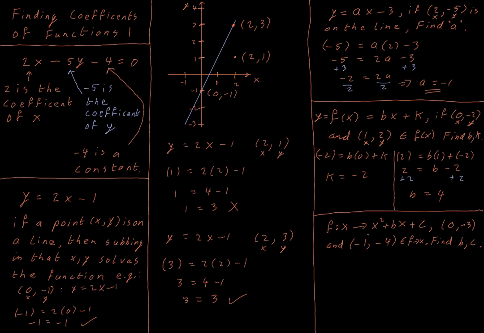So finally, let's go through this example here. We have another way of writing a function. F colon x goes to this. A function involving x will send x to this. But I know that that's just a funny way of writing y. So now I have my 2 points and I want to find b and c. So I sub in x and I sub in y.